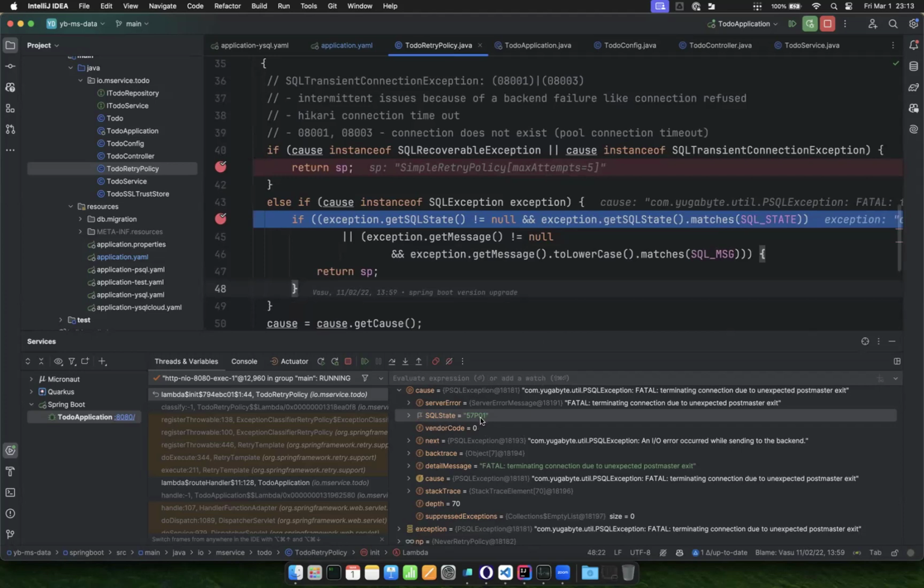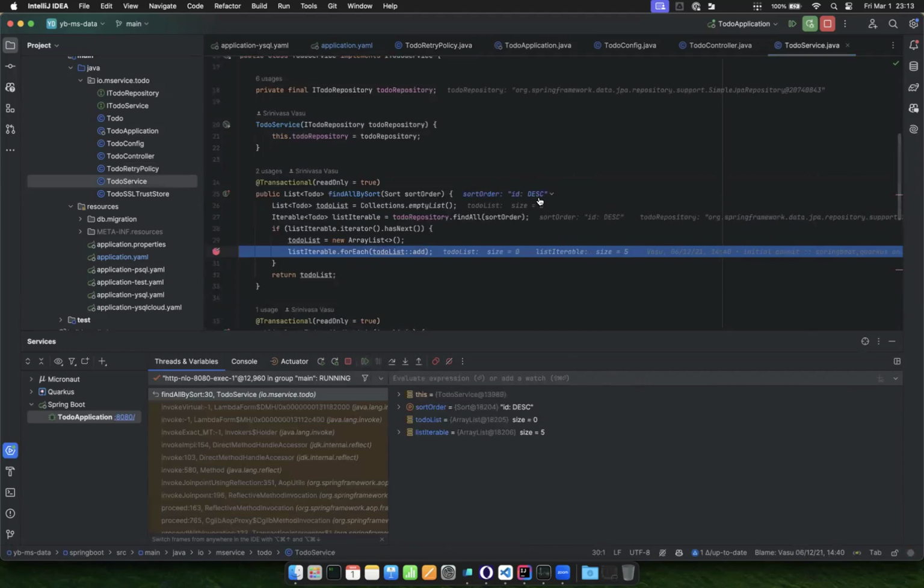So the SQL state is 57P01 and it says that it's terminated because of postmaster exit, right? So that means that this exception can be safely retried. Of course, this is a GET request, sort of idempotent. We can retry this exception, but if it's a write request, we have to have the right logic built into the application layer so that you can retry those requests again, right? So let's continue the execution here.